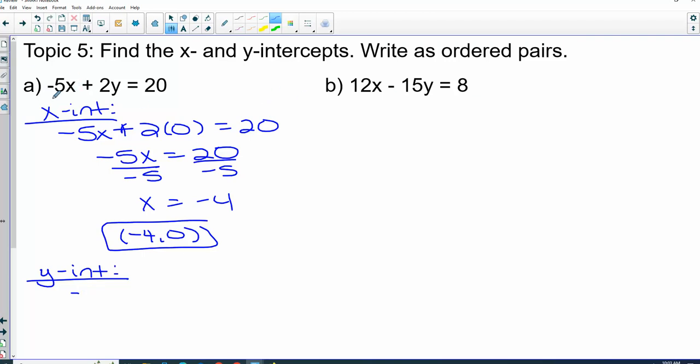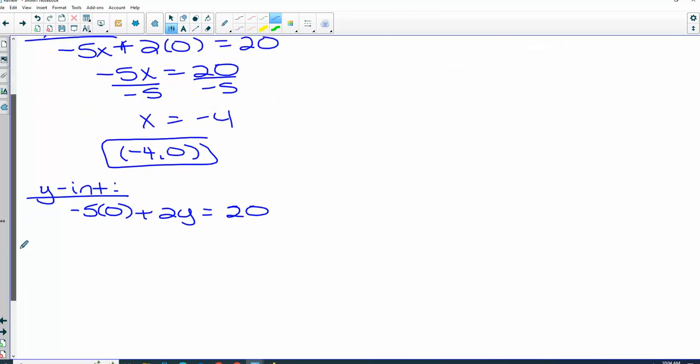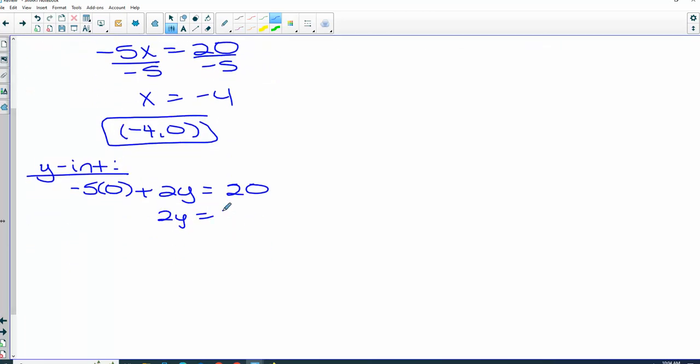Sorry, I went back on this problem. How do I find the y-intercept of that? Right. You're plugging in a 0 for your x. So that 5 goes away. So we have 2y equals 20. Divide by 2, so y is 10. So the point would be (0, 10).